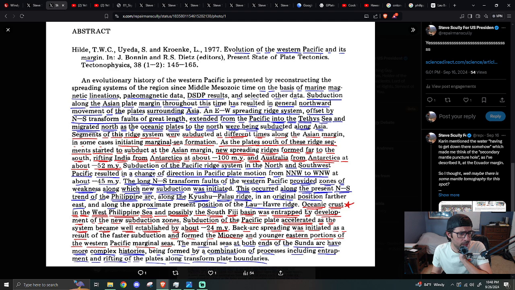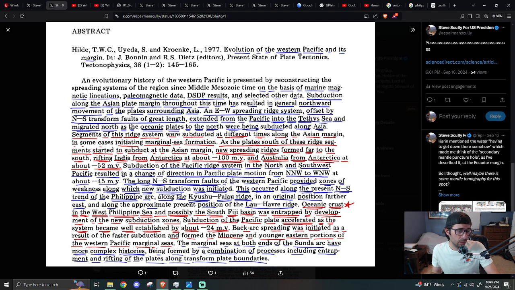Okay, it's oceanic crust in the West Philippine Sea and possibly the South Fiji Basin was entrapped by development of the new subduction zones. Subduction of the Pacific Plate accelerated as the system became well established. By about 24 million, back arc spreading was initiated as a result of the faster subduction and formed the Miocene and younger eastern portions of the western Pacific marginal seas.